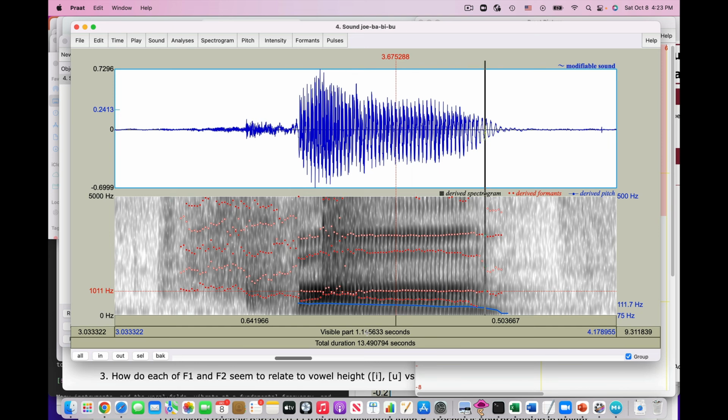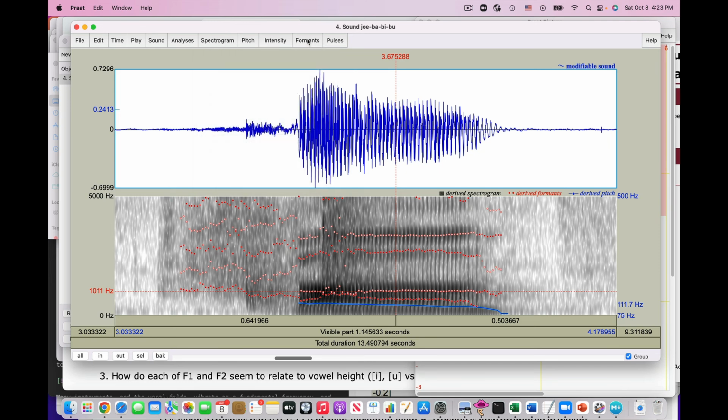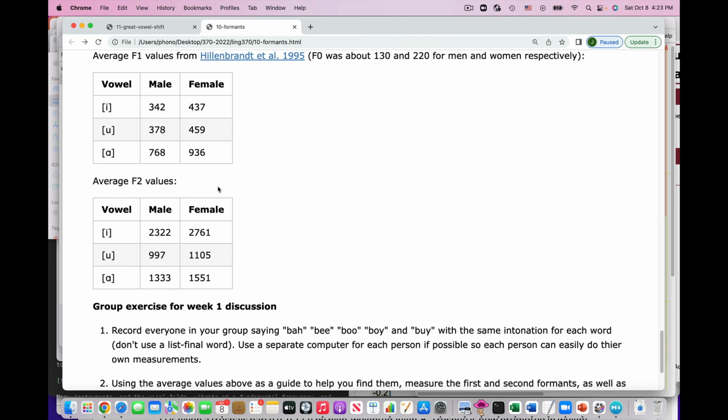I'll show you, I have a link to a recording that I made. And this is ba. To help me find the formants, I used the formants menu. There's show formants. Turn it off as it is on the default. Turn it on, and this is showing the first formant, and this is showing the second formant. And what you can see about the midpoint of the vowel is that the first formant is about 686. And if we went back to here, we can see that that's in the ballpark of the average F1 value.